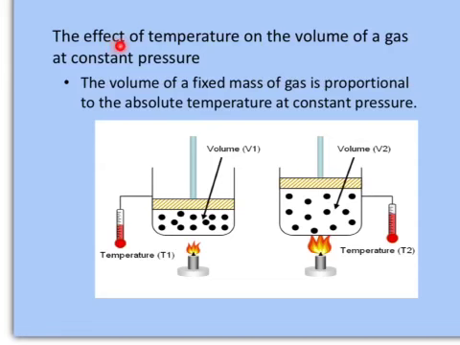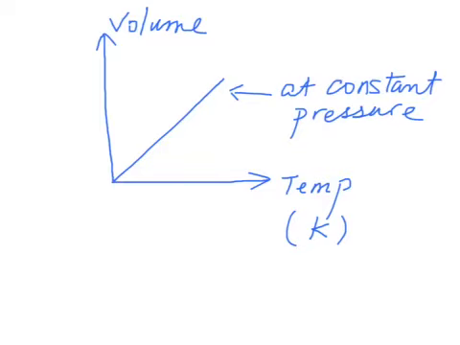The effect of temperature on the volume of a gas at constant pressure. The volume of a fixed mass of gas is proportional to the absolute temperature at constant pressure. So when the temperature is doubled, the volume will also be doubled. But the pressure is staying constant. This graph illustrates the relationship between volume and temperature of a fixed mass of gas. They are proportional to each other at constant pressure.